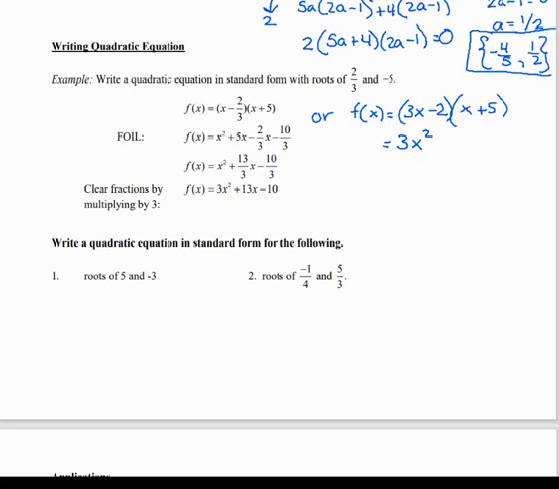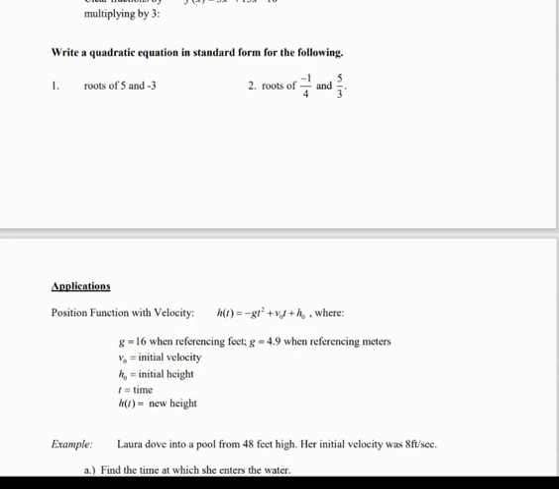3x times x is 3x squared plus 15x minus 2x minus 10. Combine those like terms, 3x squared plus 13x minus 10. Voila, same thing. Okay, so you can use the fractions and clear, or think of a factor that wouldn't give you a fraction right away. So if I do one more together, we'll do number 1, and I'll leave that more challenging one for you.